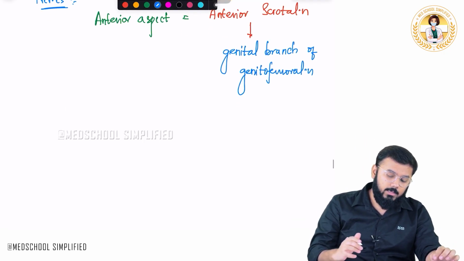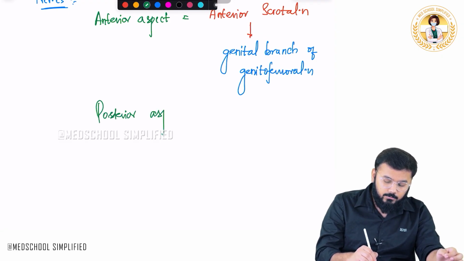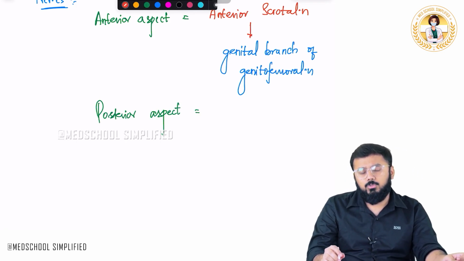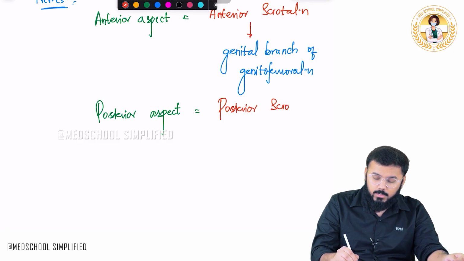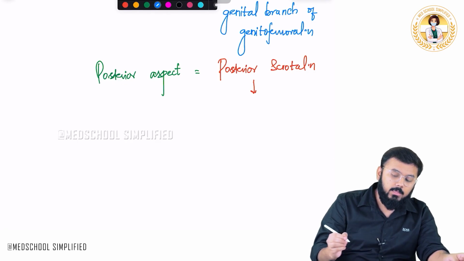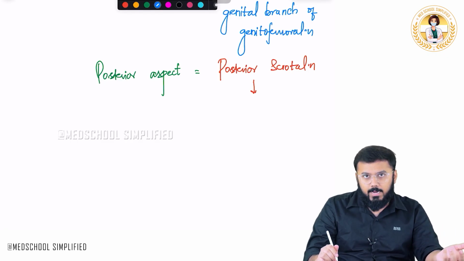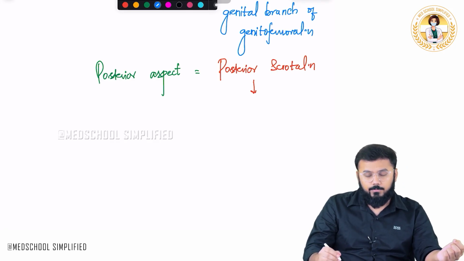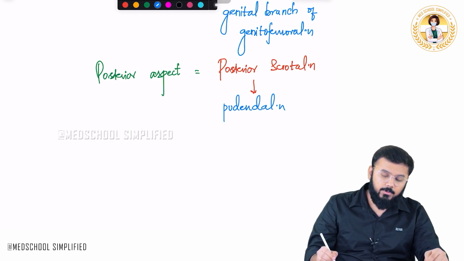Next important thing is the posterior aspect. In the posterior aspect, what is the nerve which you see? The posterior scrotal nerve. From where is this posterior scrotal nerve coming? It is coming from the pudendal nerve. The pudendal nerve gives perineal branches, and one of these branches is the posterior scrotal nerve. So it is coming from the pudendal nerve.